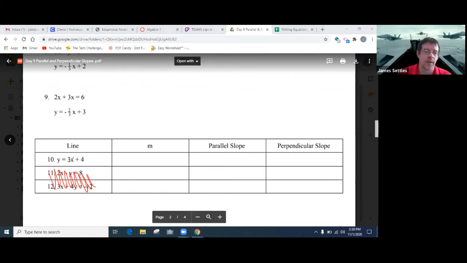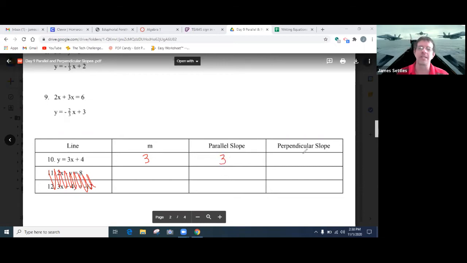And so what's the slope? The slope is the number next to x. You got to know that. That's one of the key things in Algebra 1: slope is located in front of x when y is by itself. So the slope is 3. So what's the parallel slope? This is the one I expect you to know. It's the same. So it's 3.